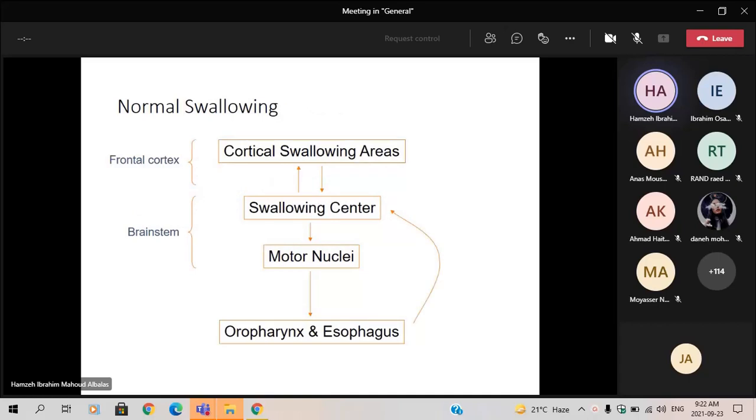Normal swallowing involves cortical reflex areas, the frontal cortex and brainstem, cortical swallowing areas, the swallowing center, motor nuclei, the oropharynx and the esophagus. So it's a system, and there is a balance between its parts. Any abnormality in the balance leads to difficulty in swallowing.